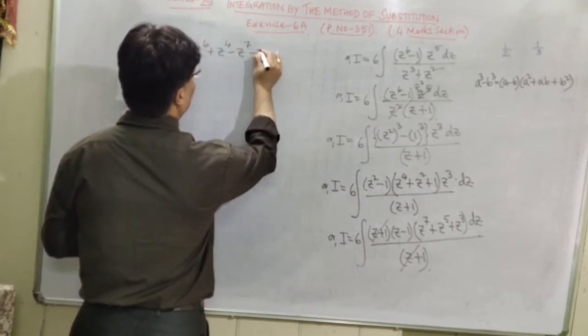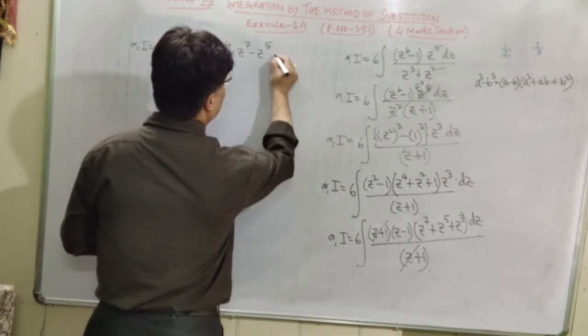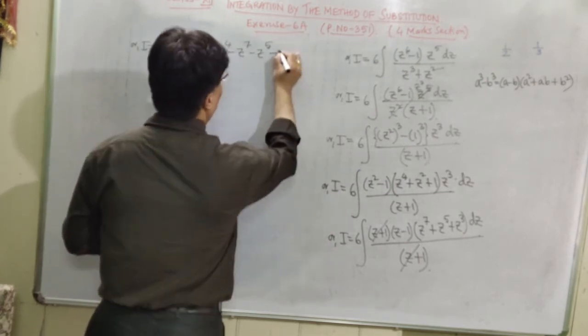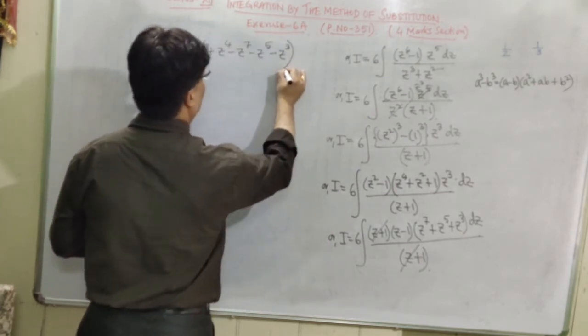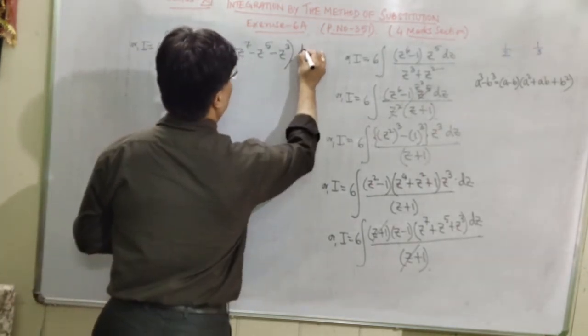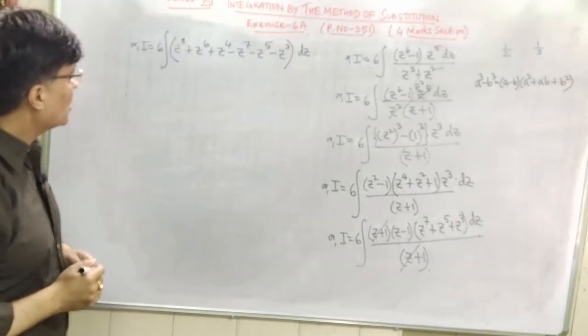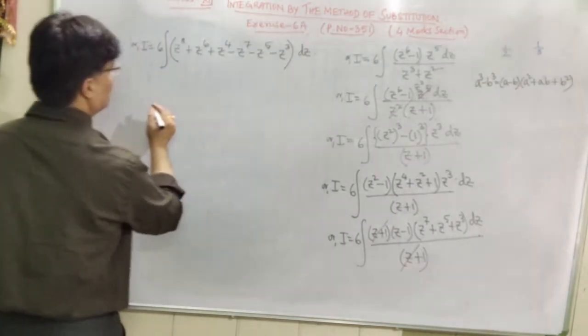into plus, minus 1 into z to the power 5, minus z to the power 5, minus into plus, minus, what is 1 into z cube? That is your z cube. Let us put them within bracket, and what do we write here? dz. Now is it understood now? So I think I have understood it.